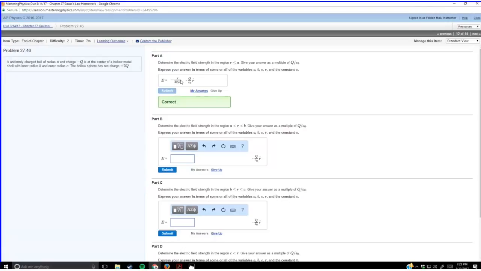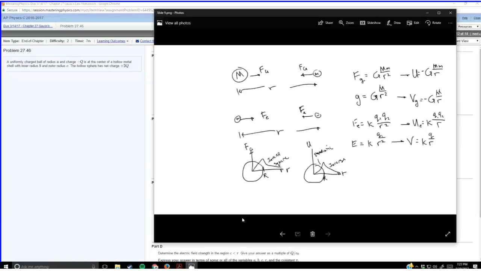Yes, if it was a conductor, then the field would be 0. So when we're looking at this diagram, this works for gravity because there's no such thing as a conductor for mass. The mass just gets stuck. So the equivalent of this would be an insulator. If you have a conductor, then you just have no field, and then it jumps up.